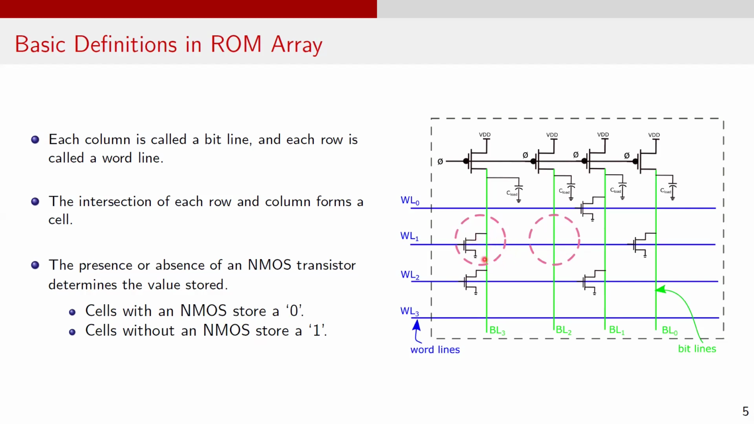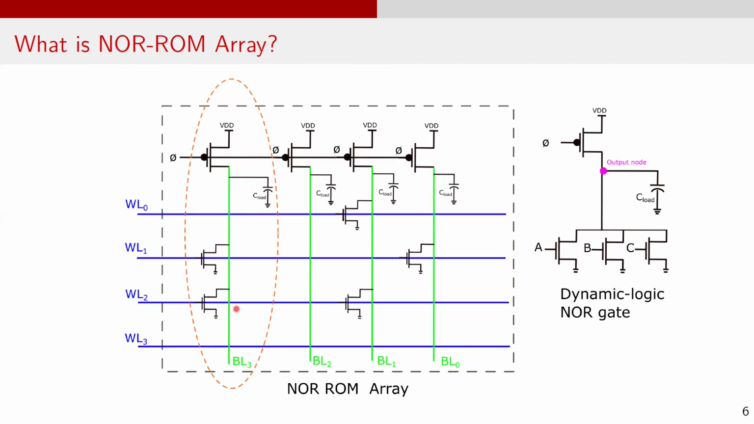Now, after understanding the basic definition, let's address an important question: why is this ROM array called a NOR ROM array? If we look closely, each column in the ROM array effectively functions like a NOR gate. An efficient implementation of a NOR gate is achieved using dynamic logic, which is preferred to create fast and efficient logic gates. Let's explore this further. Here is the circuit of a 3-input NOR gate implemented in dynamic logic. If we compare each column of this array, we can see that it resembles the NOR gate in dynamic logic.